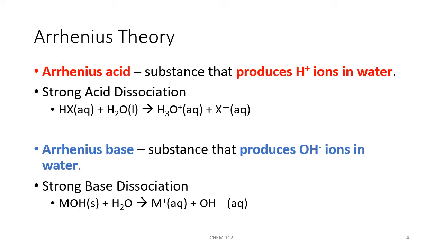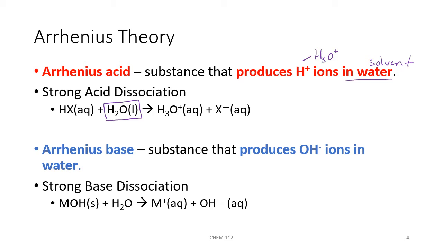So a reminder of what Arrhenius theory says: an Arrhenius acid is a substance that produces hydrogen ions or hydronium ions, whatever one you like to use, in water. Specifically, the definition says it has to produce that hydrogen ion in water. So water has to be the solvent for an Arrhenius acid. So when we wrote our dissociation of our strong acid and we had our acid in water, that was how we could qualify it as being an Arrhenius acid.